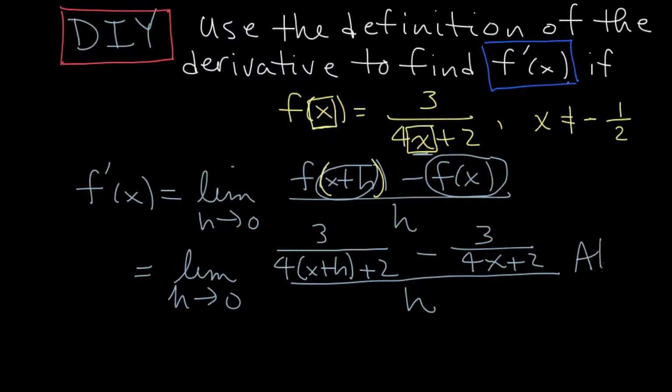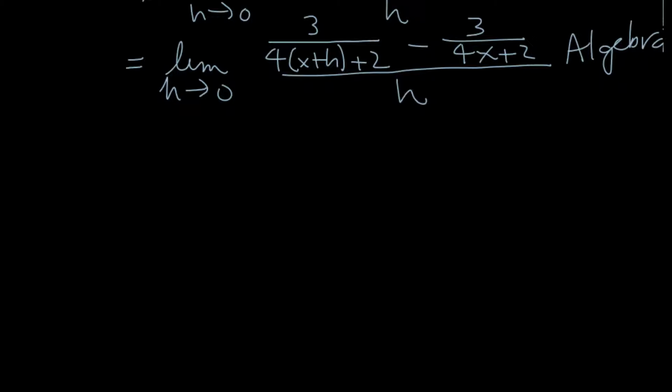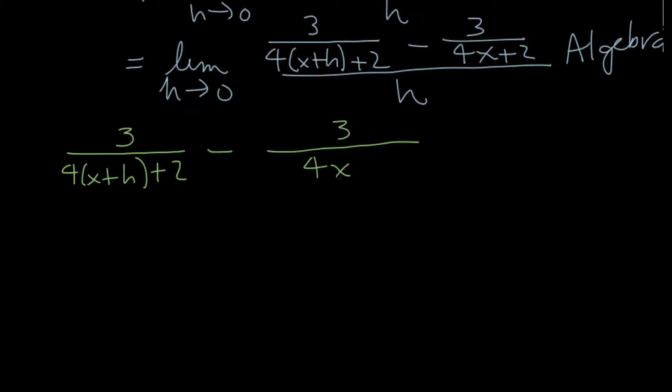And now it looks like we've got to do a little algebra. So I'll pause again and let you go ahead and try and subtract these two fractions, and we'll resume the video if you get stuck. Let's proceed and try and add these two fractions in the numerator together. So we have 3 divided by 4 times the quantity x plus h plus 2 minus 3 divided by 4x plus 2. And that's just the numerator.